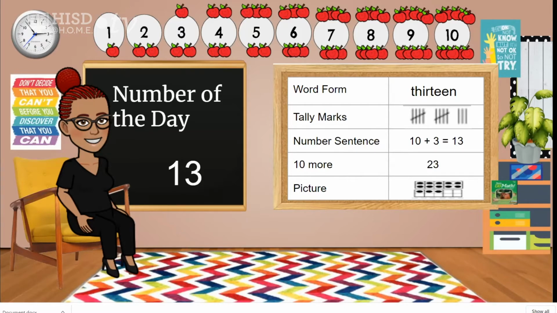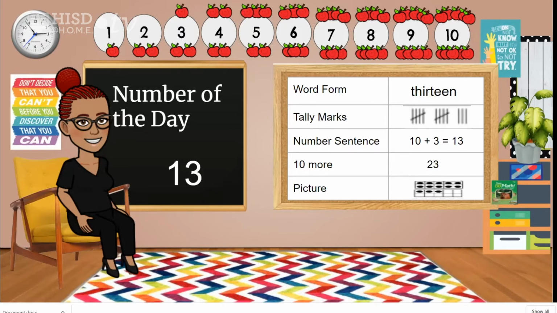Next, I showed the number 13 using tally marks. Remember, with tally marks, each line represents 1. When I get to the number 5, I write the line going across. So here I have 1, 2, 3, 4, 5, 6, 7, 8, 9, 10, 11, 12, 13.